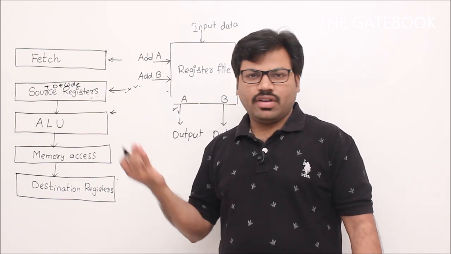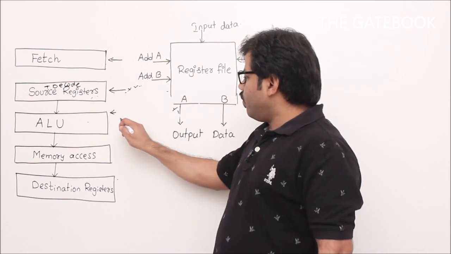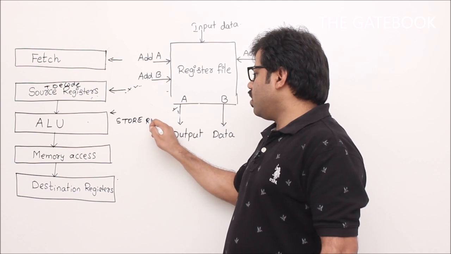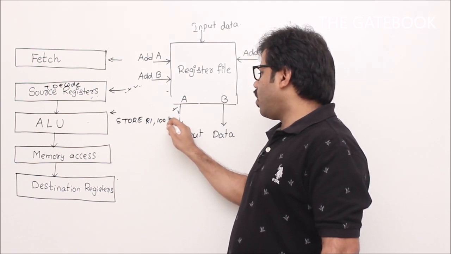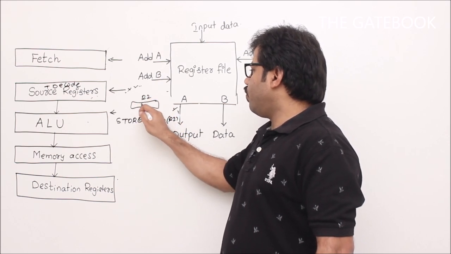Storing the result back into registers. Okay, so in that way we can systematically plan. Now we'll try to understand store. Example, let's say store R1 in the 100 of R2. Assume that the content of R2 is 50.